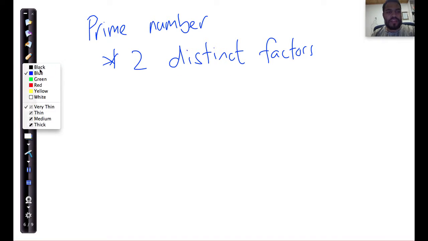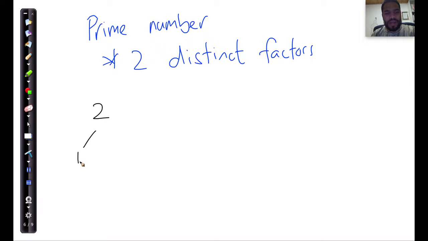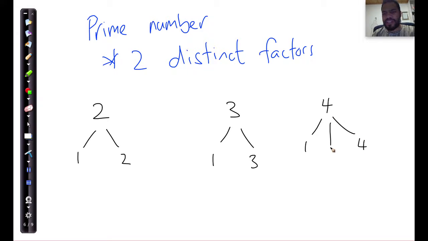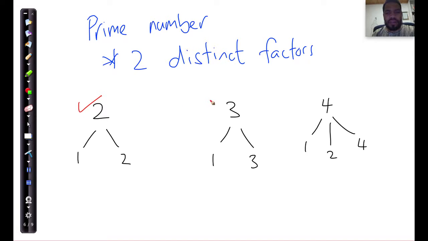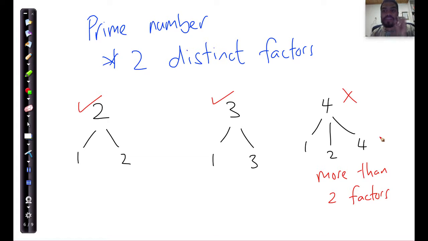Now, the question is, let's look at the number 2. 2 has 1, 1 can go into 2 perfectly, and 2 can go in there. 3, 1 can go in there, 3 can go in there. The number 4, 1 can go in there, 4 can go in there, but 2 can also go in there perfectly. So if we look at these examples, we say that 2 is a prime number, 3 is a prime number, 4 is not a prime number because it has more than 2 factors. Okay? It has more than 2 factors. In other words, it has more than 2 numbers that can perfectly fit into it. For example, 4 can perfectly go into 4 one time, and 2 can perfectly go into 2 twice.